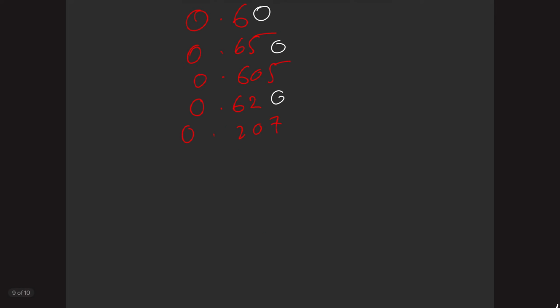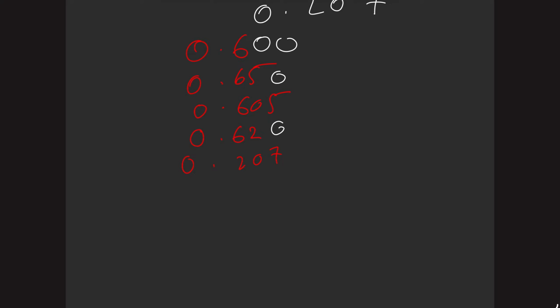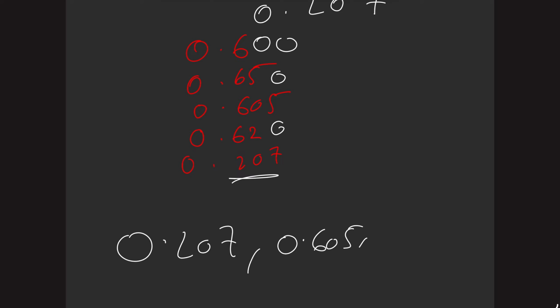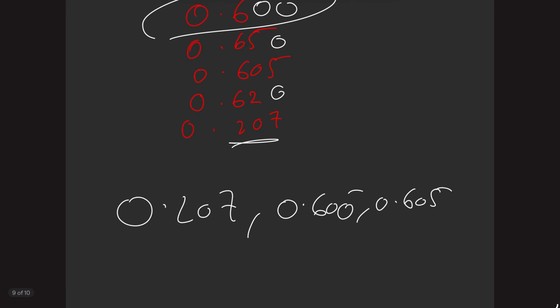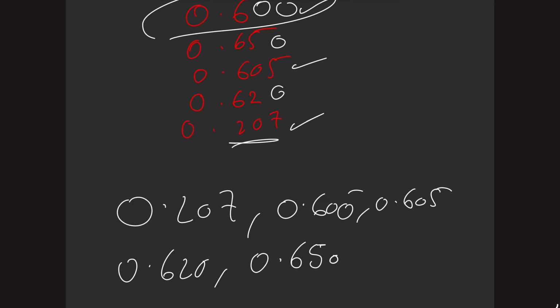Now you can order. In this case, from smallest to largest, this is the smallest, right? So 0.207. Which one is larger, 605 or 620? 605, so 0.605. Oh, sorry, we also have 600, we forgot about it, 0.600. And then we have 0.605. And after we did this, we still have 0.620 and 0.65. And there you go, this is how you order them from smallest to largest.